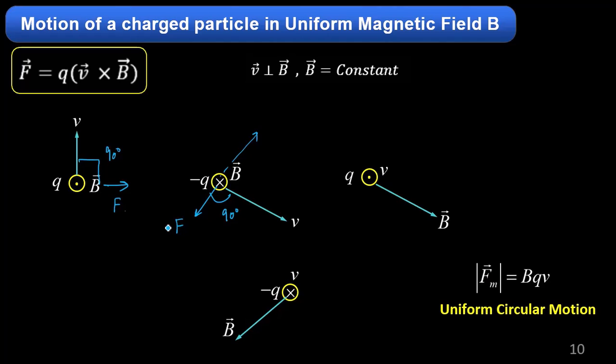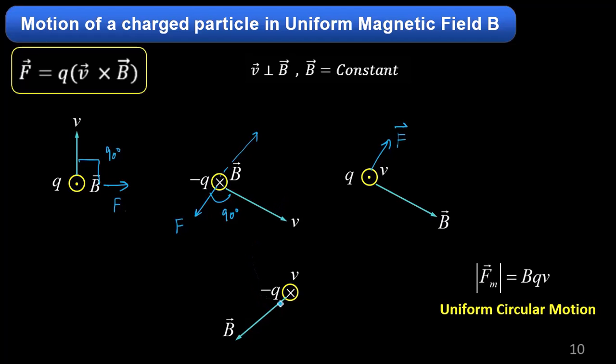For the third situation, B is dot, into the out of the plane, and v is somewhat inclined. So now the thumb will face in this direction. So this is the direction of force on the positive charged particle. Again, the force vector and the velocity vector are perpendicular to each other.